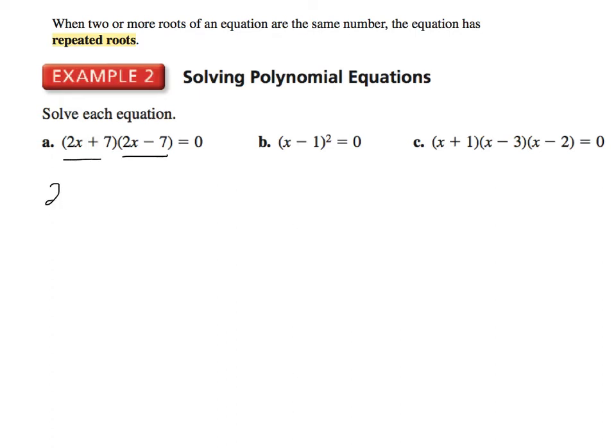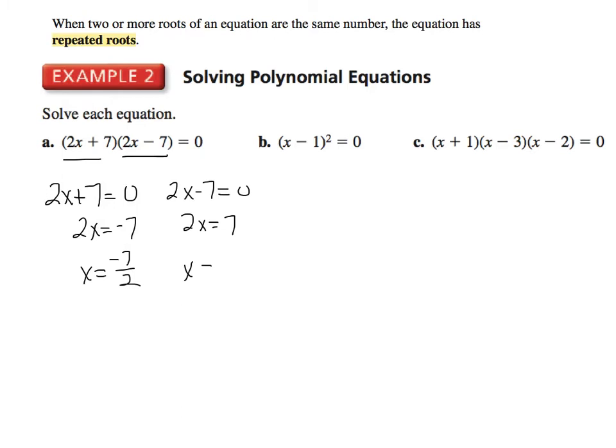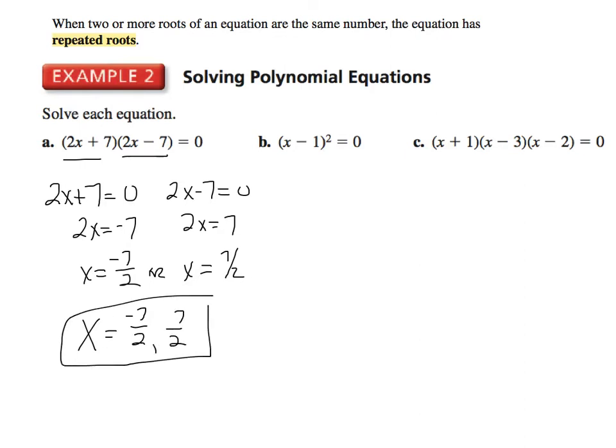Take each of these, set them equal to 0. Now, these are easy, so easy. Subtract 7. Divide by 2. I add 7. Divide by 2. The roots are negative 7 halves and positive 7 halves. Now, you can write this as x equals plus or minus 7 halves.